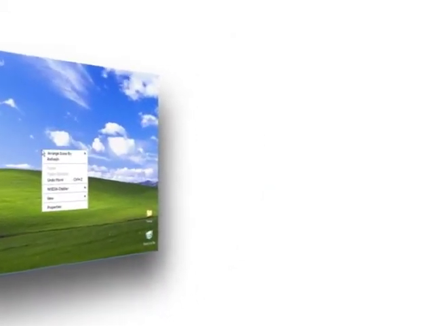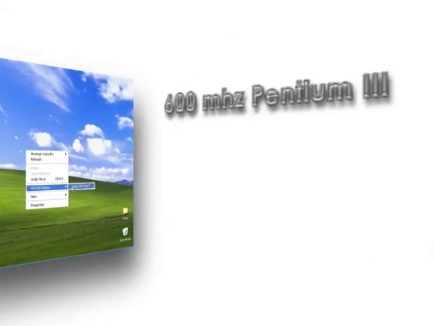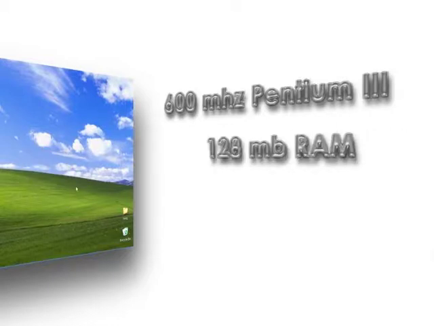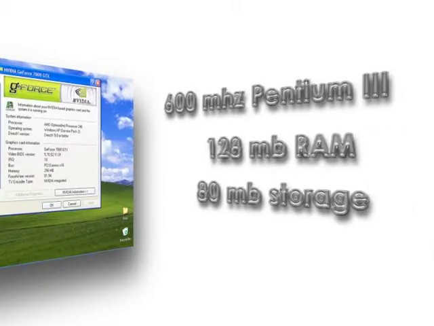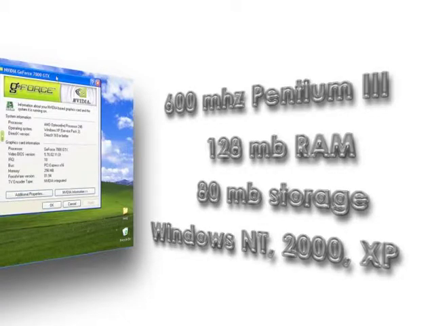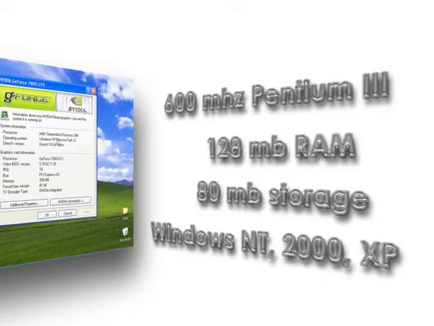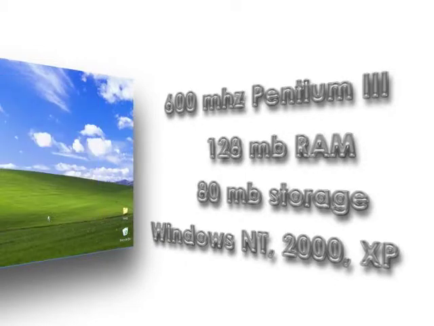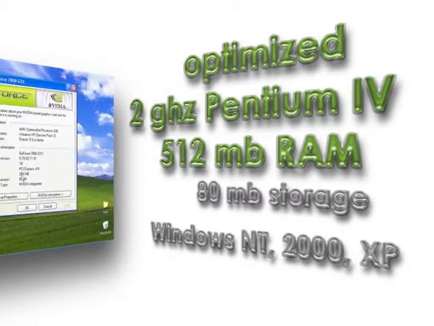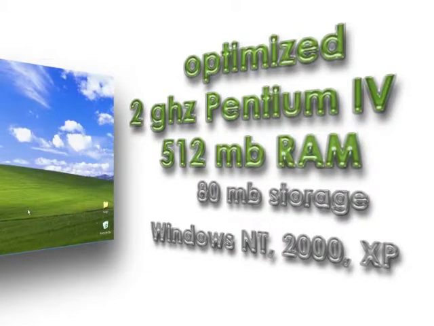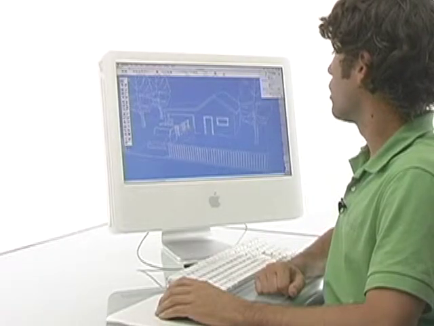For PC users, you can run SketchUp with a minimum of a 600 MHz Pentium 3 processor, 128 MB of RAM, and around 80 MB of available hard disk space. You'll want to make sure your operating system is updated to Microsoft Windows NT 4.0 with Service Pack 3 or higher, Windows 2000, Windows XP Home, or Windows XP Professional editions. However, you'll find a system upgraded to a 2 GHz Pentium 4 processor and 512 MB of RAM will run noticeably faster. Of course, with your computer, you'll need a monitor as well.